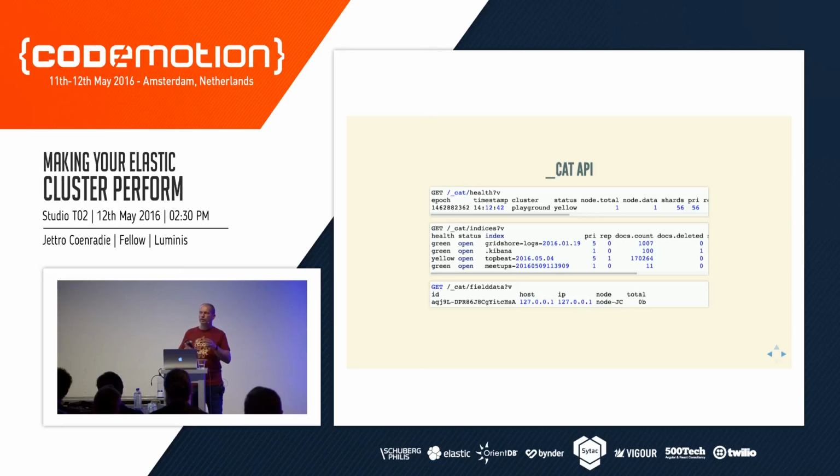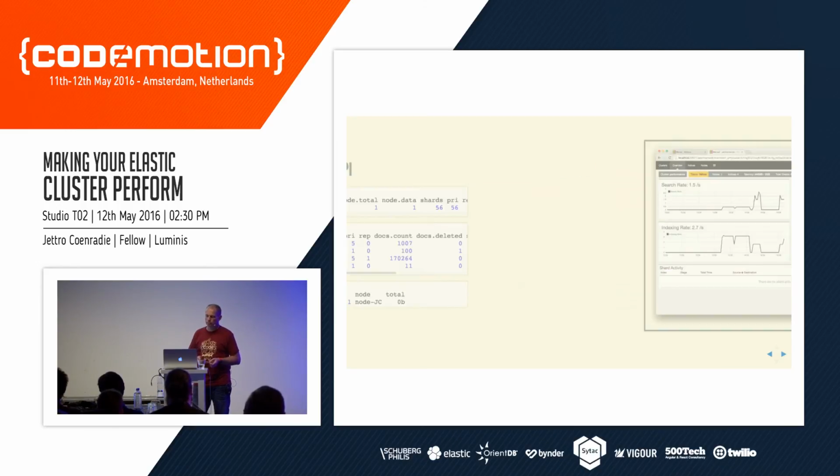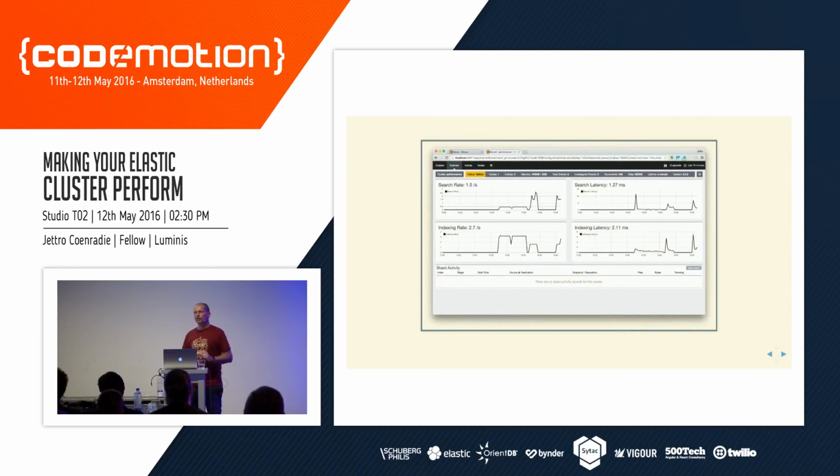The JSON is very good for parsing automatically, but the cat API is good if you're just on the server and you want to see, as an operator, what's happening. Type in _cat/help, and you will find all the options that are available. But this is, of course, the easiest way.